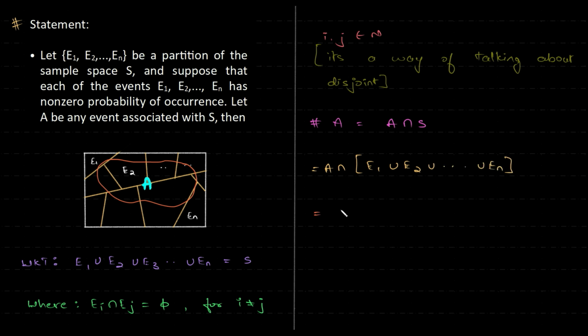Using our distributive property, I can rewrite this as A intersect E1 union A intersect E2 union, and the last one is A intersect En. Right? I can do that. Now, so we have A intersect E1, comma, so on and so forth.